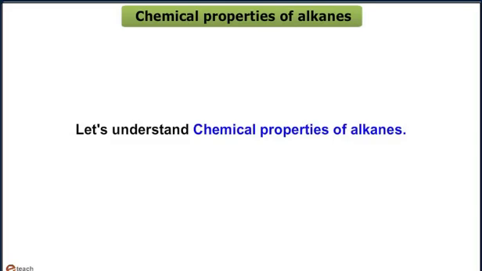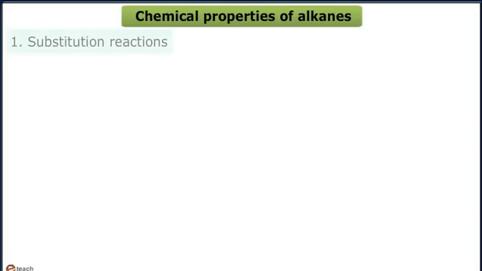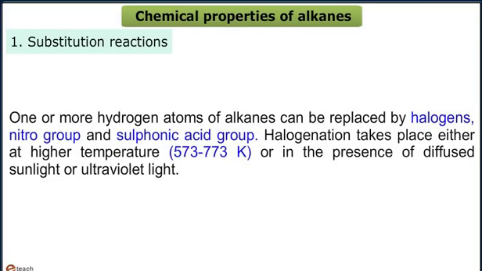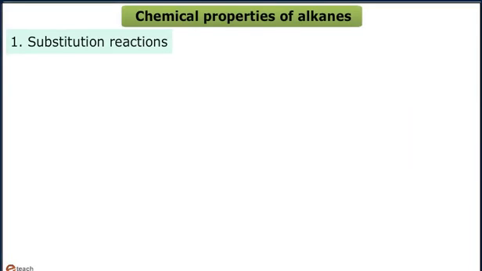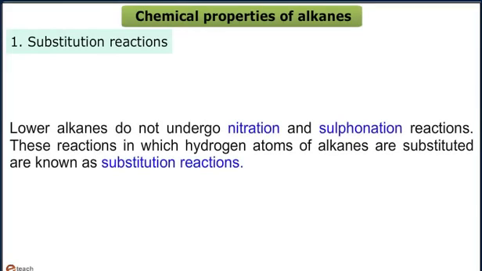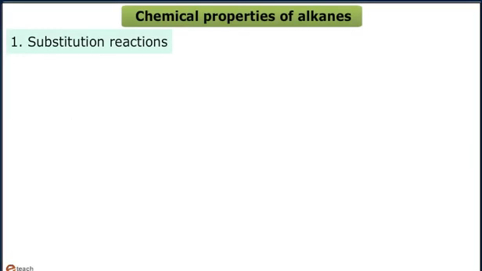Now understand chemical properties of alkanes. The first one is substitution reactions. As an example, chlorination of methane.